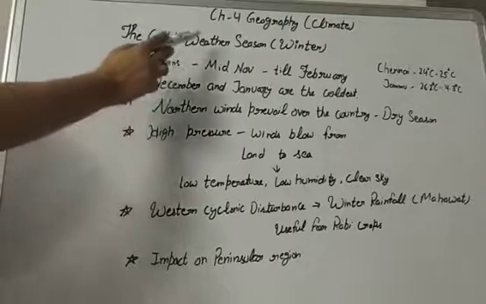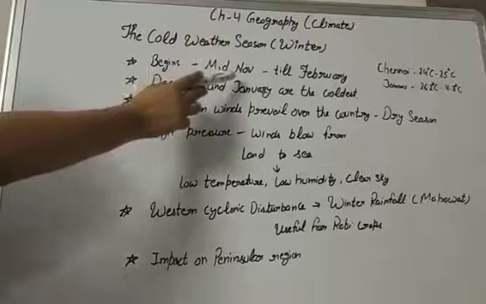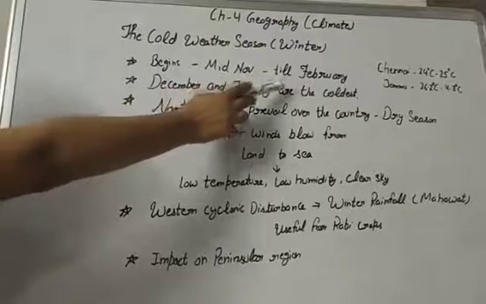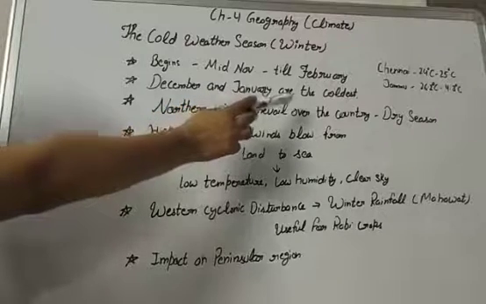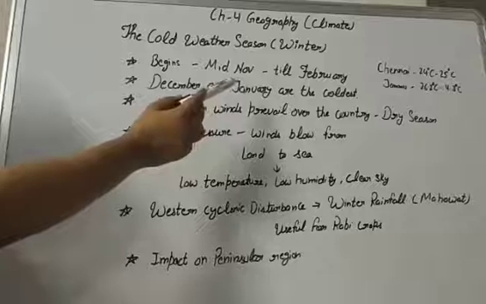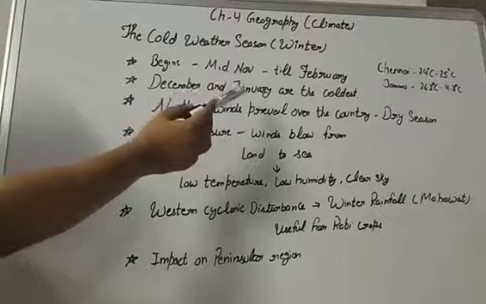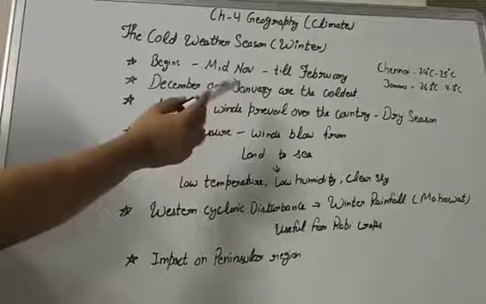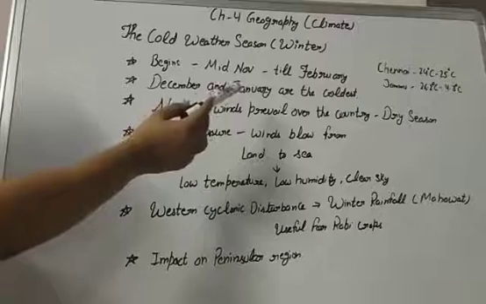India has a cold weather season in winter that begins in mid-November and lasts till February. December and January are the coldest months in northern India. By contrast, the southern part of India does not experience very low temperature. On the eastern coast, the average winter temperature is high as compared to the average temperature in the northern plain.